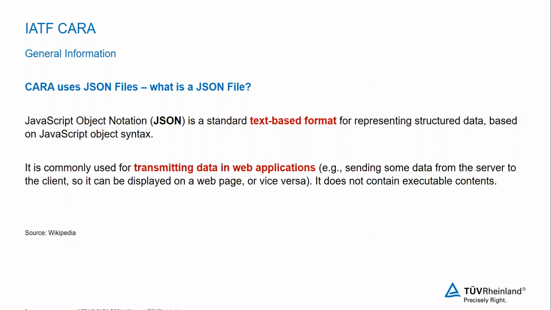Okay, so what is this famous JSON file? To be very honest, I didn't know before either. It is a JavaScript object notation file, so it's basically a standard text-based format, and it's widely used for transmitting data in web applications. What is very important is that it's a safe way of doing this, and it does not contain any executable contents.